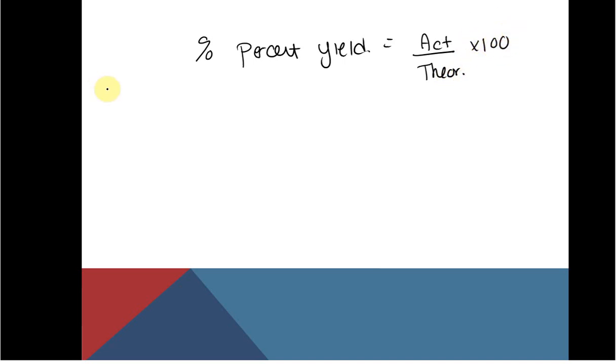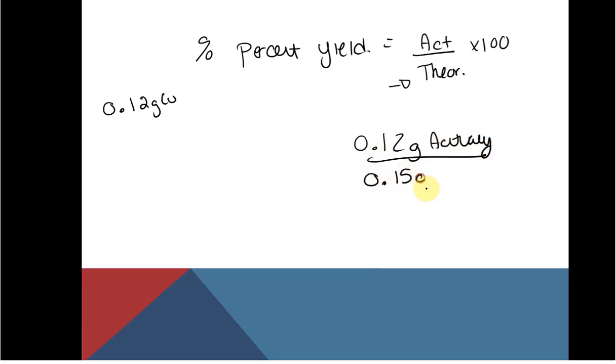So say in lab, you measure out 0.12 grams of copper solid. Well, we know theoretically we should have had 0.15. So we're going to plug in the 0.12 grams that you actually made over the 0.15 grams of copper that you should have made, times 100. And it's going to give you a nice estimate of your efficiency here. And here you have a nice 80% yield.